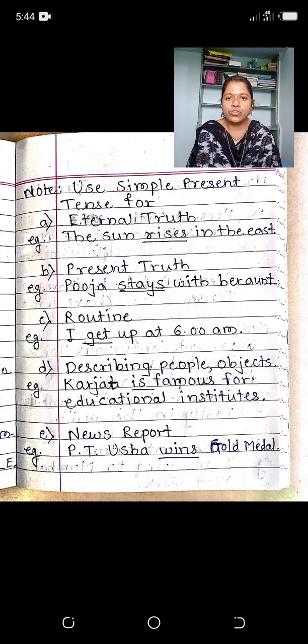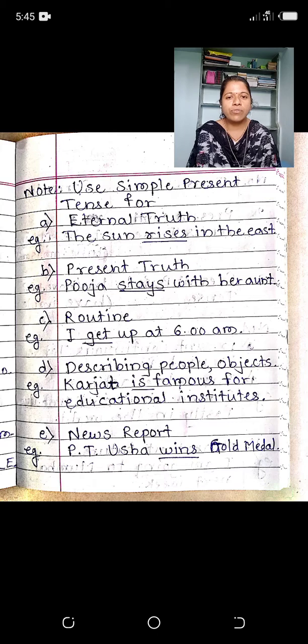Then the third situation is routine or habitual activity. If you want to describe your routine or habitual activity, you have to use simple present tense. See, for example, I get up at 6 a.m. in the morning. This is your routine, this is your habit, and so here you have to use simple present tense, get. Then next, while describing people, objects, places, things, you have to use simple present tense. For example, Karjat city is famous for educational institutes.